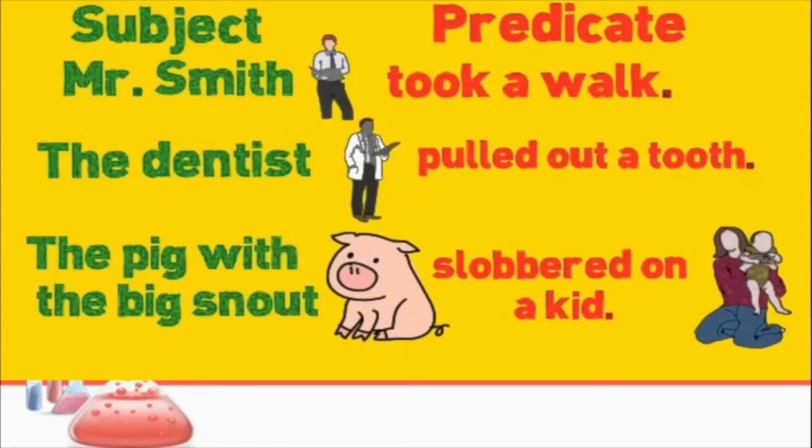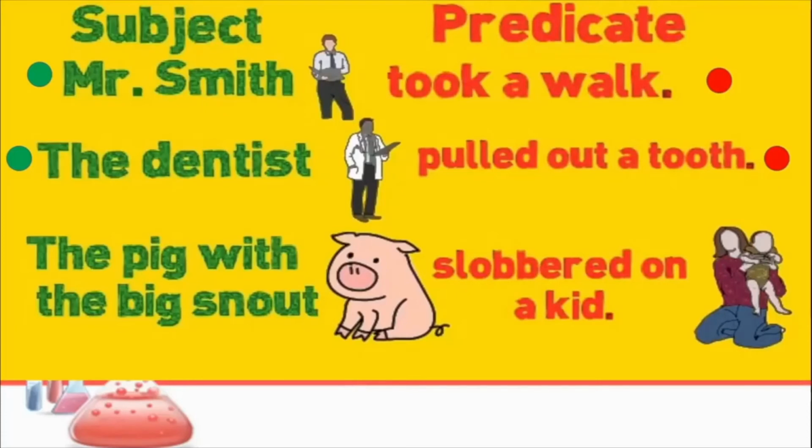So all the subjects are written in green and all the predicates are written in red. I will also mark it for you as I read it. Okay, so Mr. Smith took a walk. So Mr. Smith is the person. What did he do? He took a walk. So Mr. Smith is the subject and took a walk is the predicate. The dentist pulled out a tooth. Who pulled out the tooth? The dentist. What did the dentist do? He pulled out a tooth. So the dentist is the subject and pulled out a tooth is the predicate.